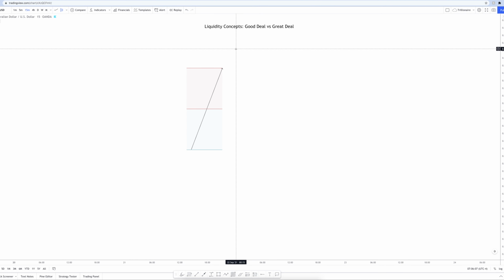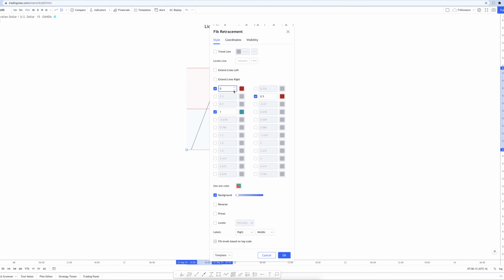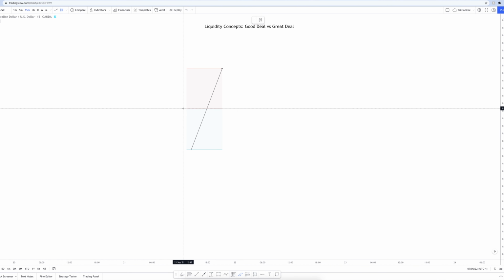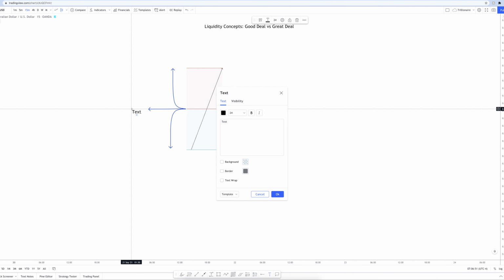When you see your impulse leg, I want you guys to take your fib and measure your impulse leg. Here are my fib settings. I have 0, 1, and 0.5. Anywhere above your 50% is going to be your premium zone. It's going to be expensive pricing. Anywhere below your 50% is going to be your discount, and anywhere around equilibrium, or around 50%, is going to be your fair value price.